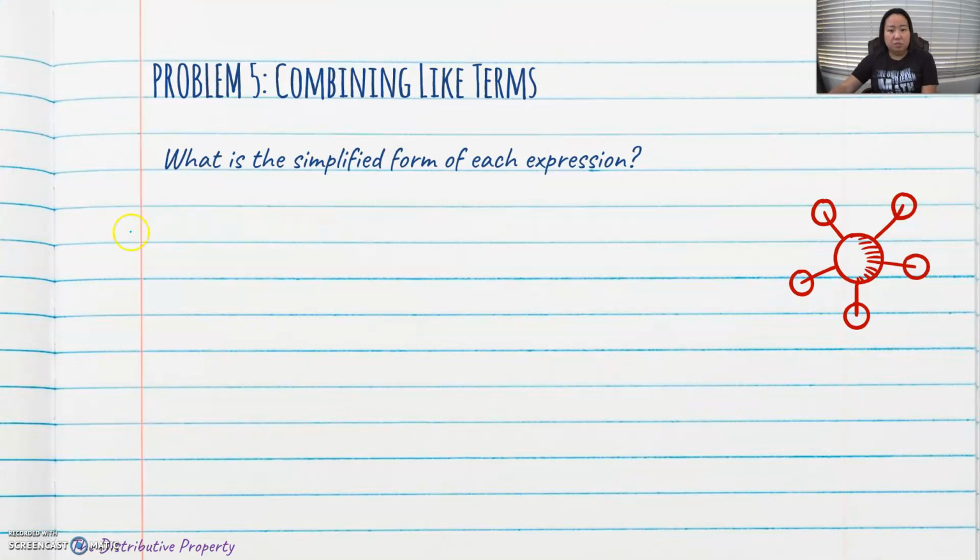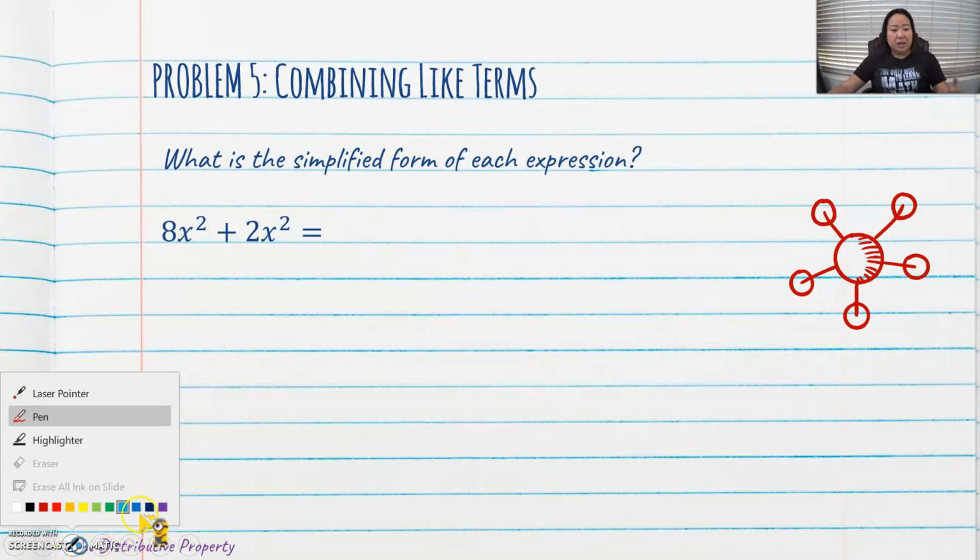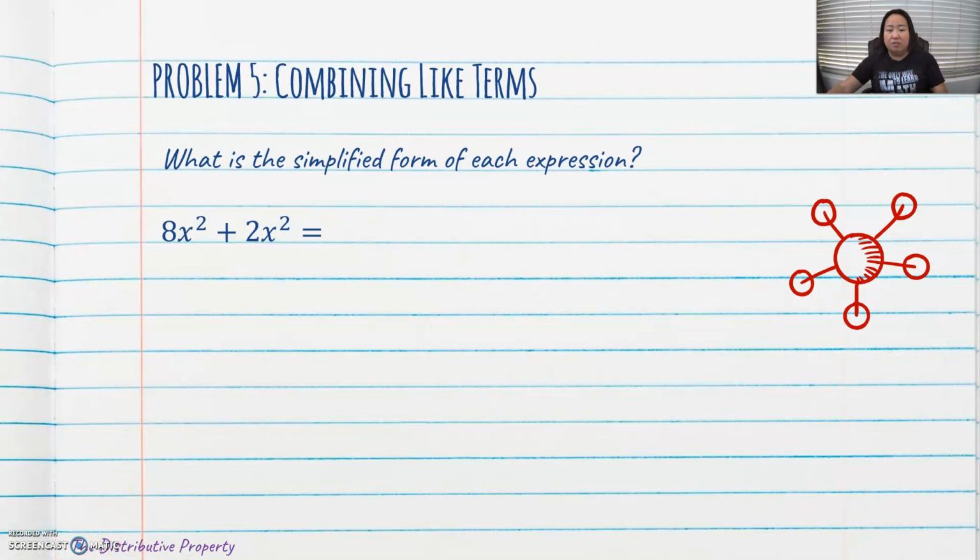So let's have this example. What is the simplified form of each expression? We have 8x squared plus 2x squared. Now remember, when you are combining like terms, they need to have exactly the same variable. If the variables have exponents, they need to have the same exponent as well. Just like the previous examples, you cannot add a book and a pencil together because they are 2 different items.